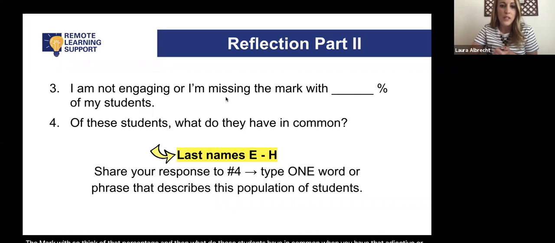So the word to describe the students that we're not reaching: Linda says attendance. They're coming in quick, I'm trying to catch up. Jocelyn, uninterested. Kendra, not intrinsically motivated. Lack of support has come up a couple times, or distracted, Tracy said. Language barriers.